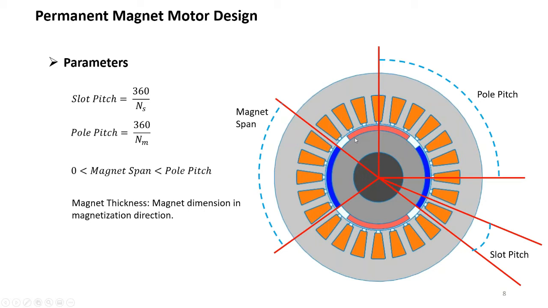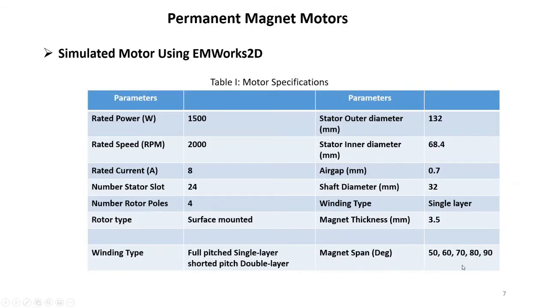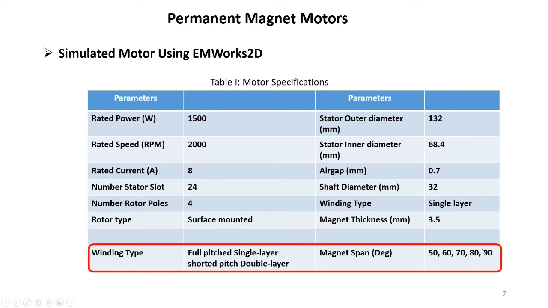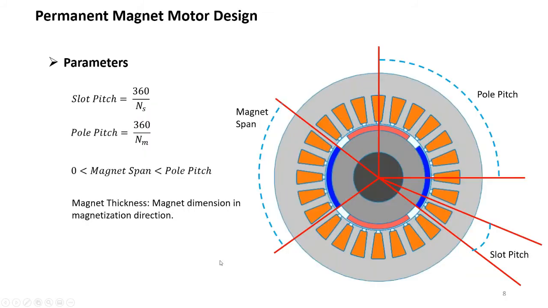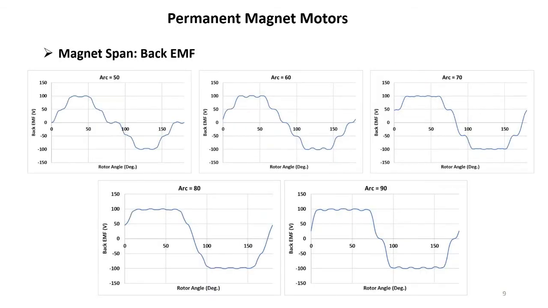So I told you that we do two studies. The first one, we change the magnet's dimension, and the other one is the change of the winding. In the first one, we change the magnet dimension from 50 to 90 degrees in steps of 10 degrees, and see what will happen. Okay, see, this is the back EMF of the different cases. We generate 5 models, each one with a different magnet span. The first one 50, second 60, and so on to 90.